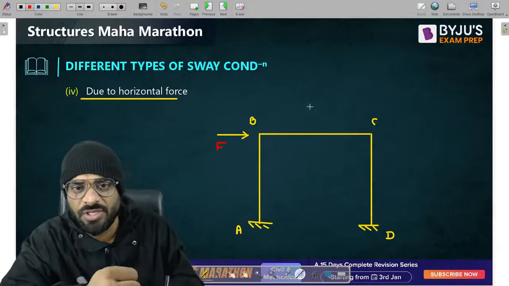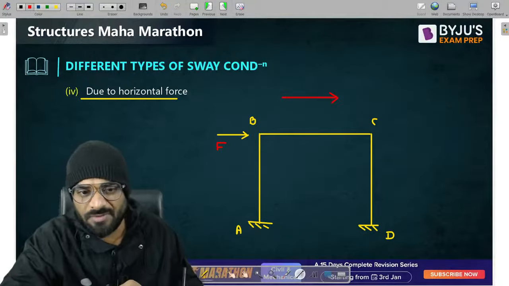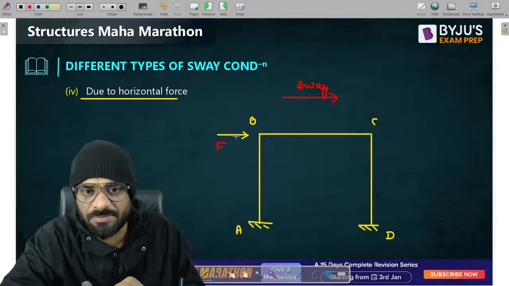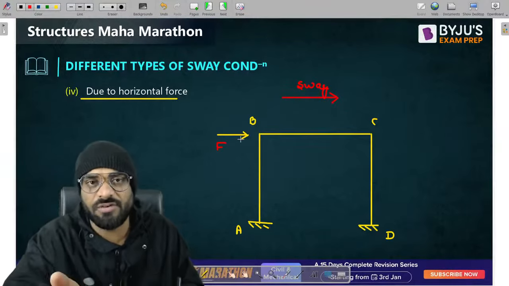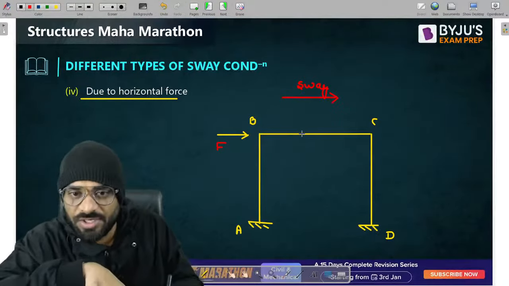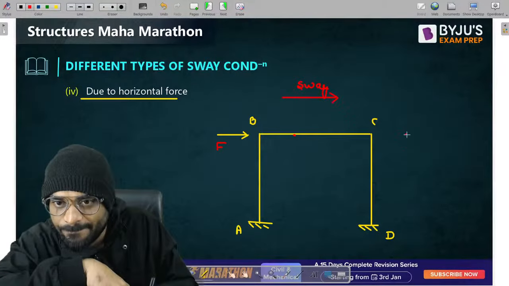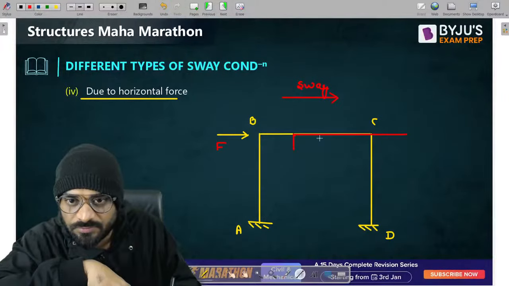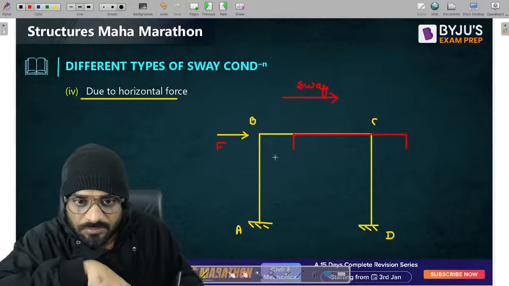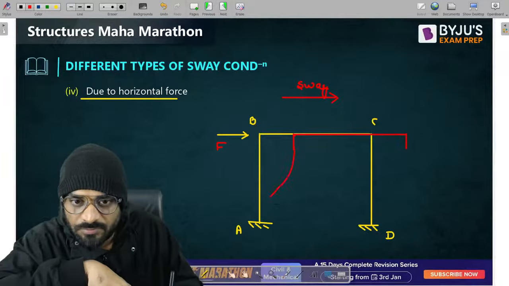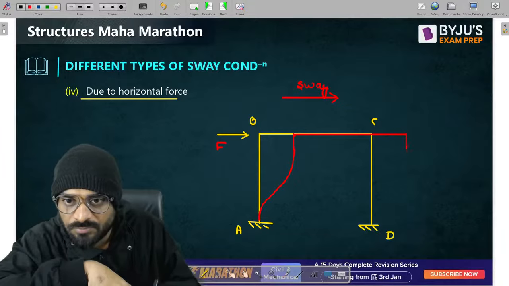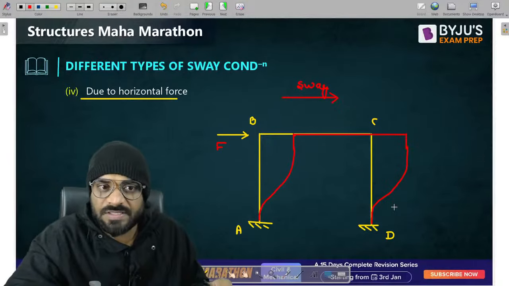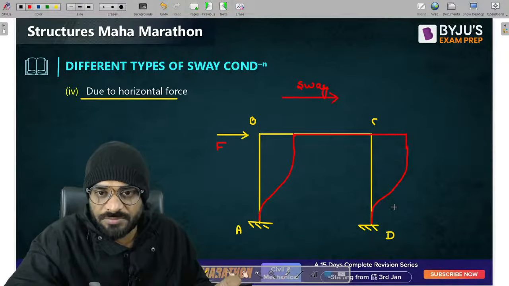But it is understood the direction of sway is like this only, right? Please remember this point, which is very, very easy. If you have a certain force applied on the portal frame, then in the direction of the horizontal force, the sway will occur. Very simple. Now the deflected shape of the structure should be like this. Can you see this? Like this. Clear? This is the deflected shape of the structure due to horizontal force.